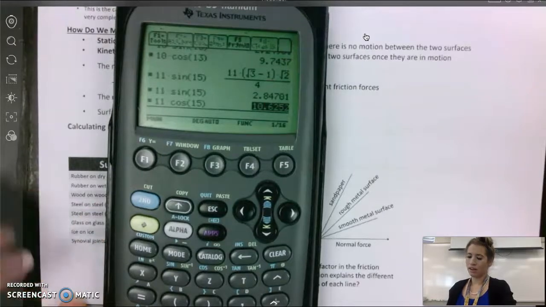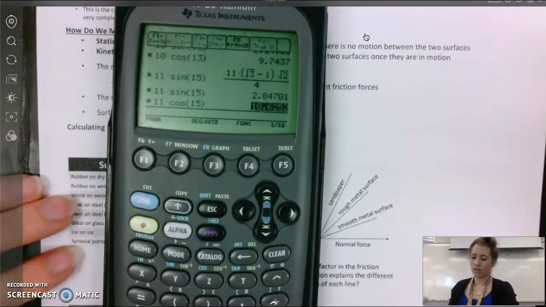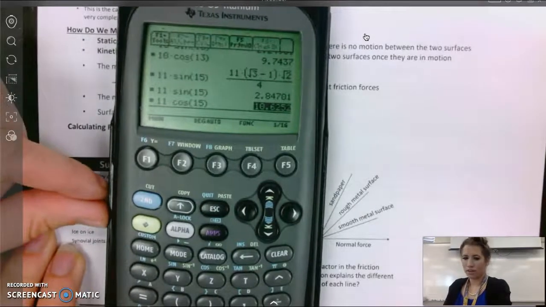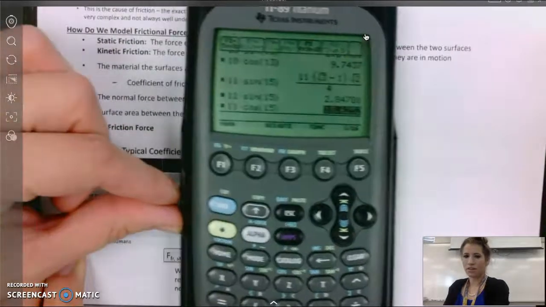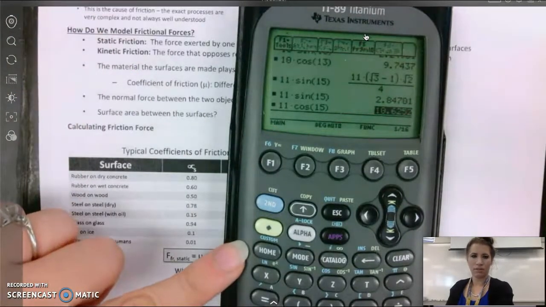Now, kinetic friction is different. Kinetic friction is the friction that occurs when an object is moving. So if I start pushing it, if I finally push it hard enough, then I'm going to get movement. And now that's kinetic friction because there's motion involved.